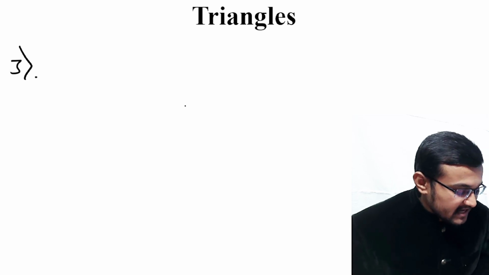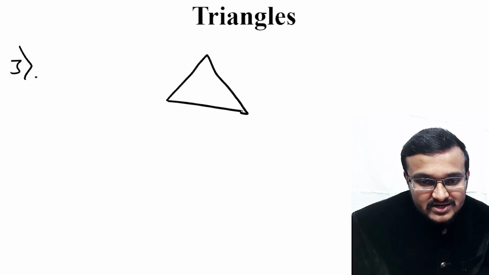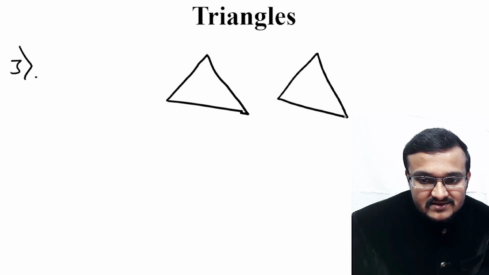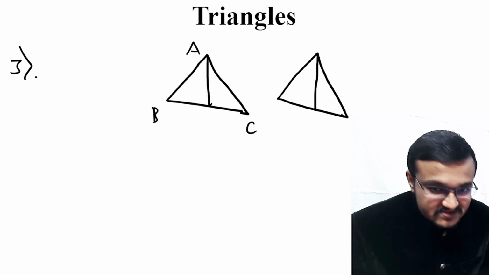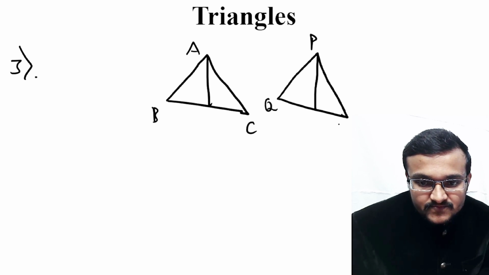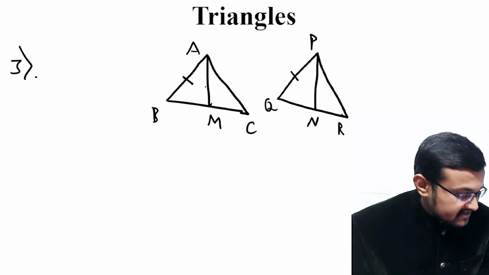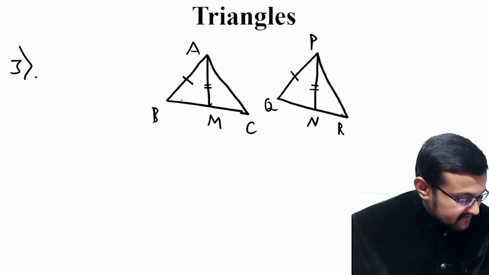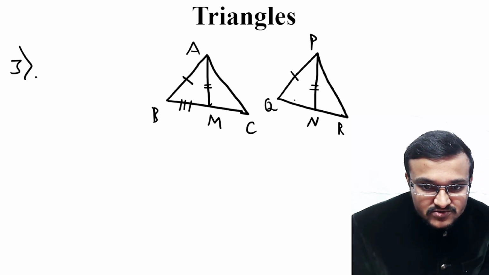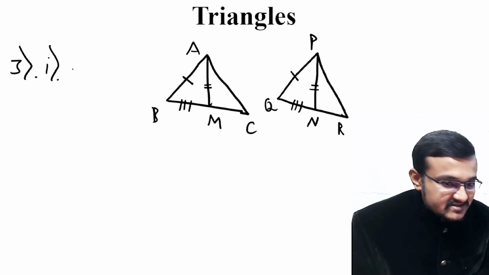In the third question you have two figures. One triangle is there like this, and there is one more triangle like this. This triangle is named ABC and this particular triangle is named PQR. They have given AB is equal to PQ, AM is equal to PN, and BM is equal to QN. Based on this data, we have to prove certain things. Two questions are there in this third question.